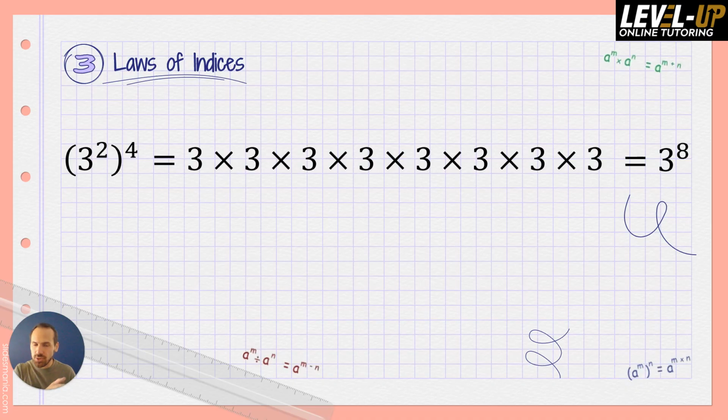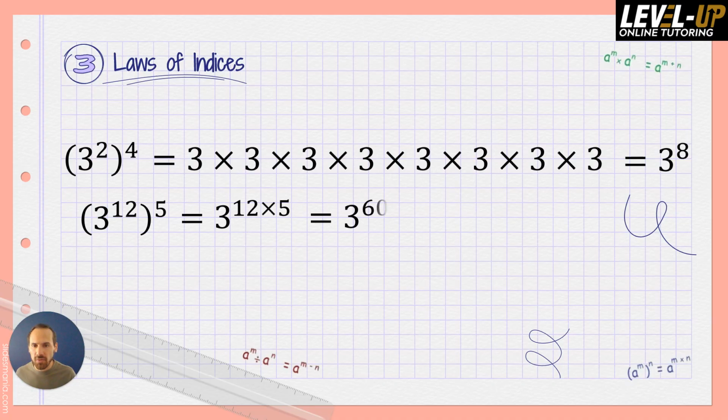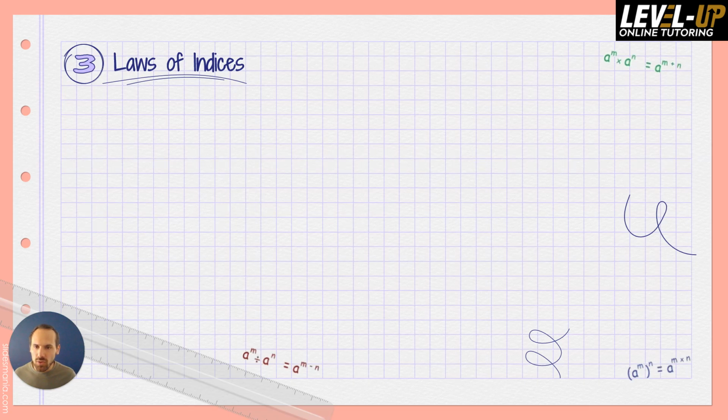2 times 4 gets you 8. And this is something that will always happen. So if we take bigger powers like this, 3 to the power 12, all to the power 5, it's going to become 3 to the 12 times 5, which is 3 to the 60. Very large number, that. Right.